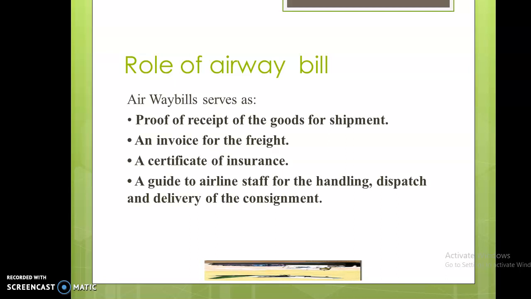So it's a bill which consists of a receipt of the goods, it's almost like an invoice for the freight, and it's a certificate of insurance. It's a guideline given to the airline staff for dispatching and handling all these consignment things.